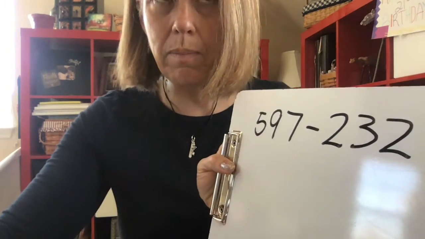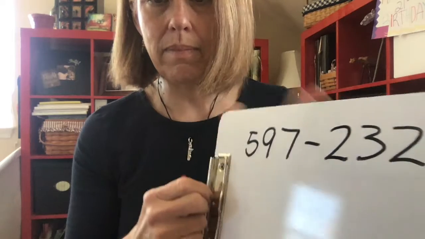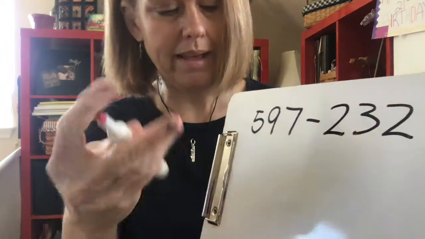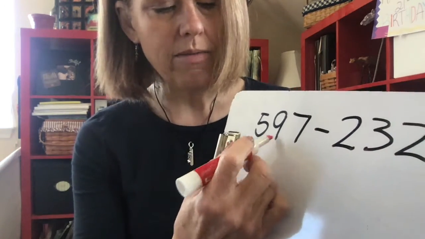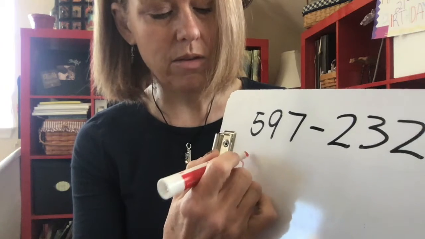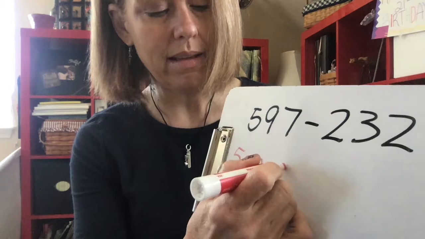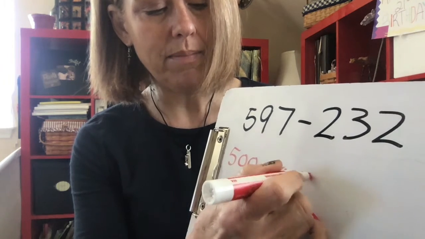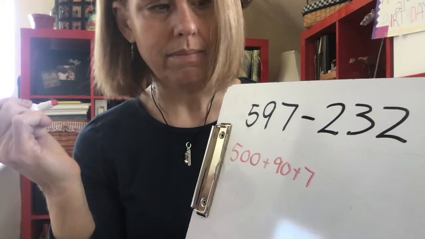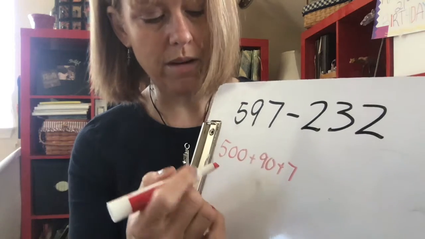Now, here's what I want to do. I want to regroup, I want to build these numbers by their hundreds, tens, and ones place. Here's what I mean. So 597, do you agree that that's the same as 500 plus 90 plus 7? Yes? So far, so good, right?